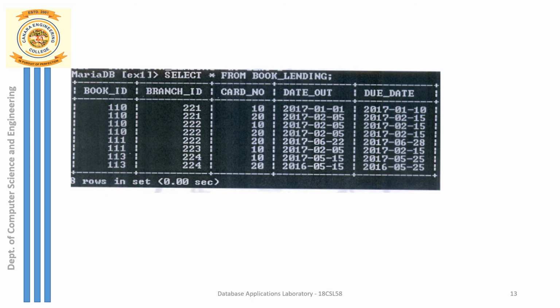So the first row and second row are totally different. In the third row you see 110, 222 and 10, which is different from the first row, because 222 and 221, the two branch IDs, program IDs, are different. That is why the combination cannot repeat. So you call this book ID, branch ID and card number combination the primary key in this particular table.